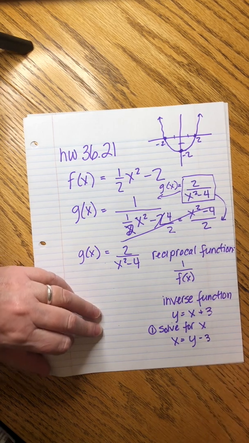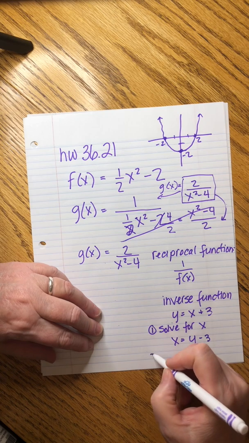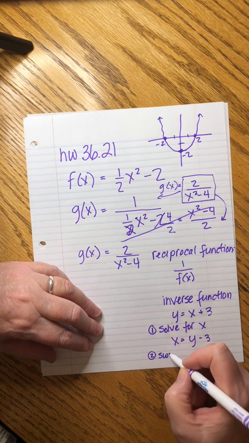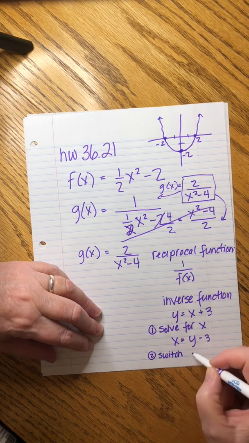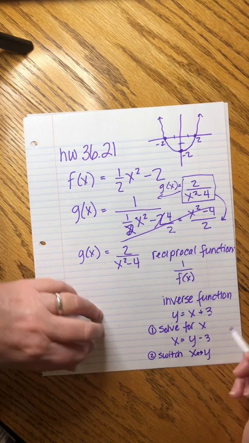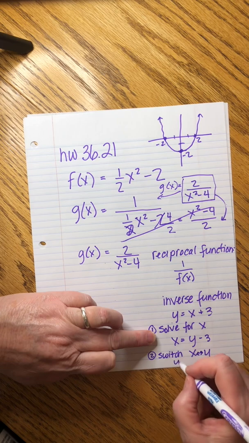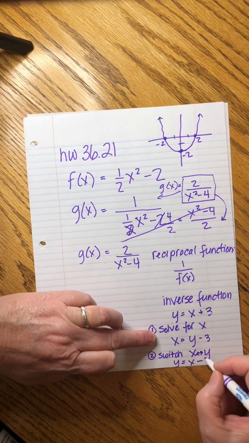And then you switch the x and y terms around. So we would rewrite it as y equals x minus 3.